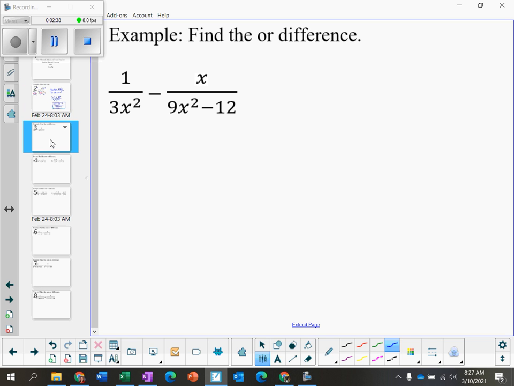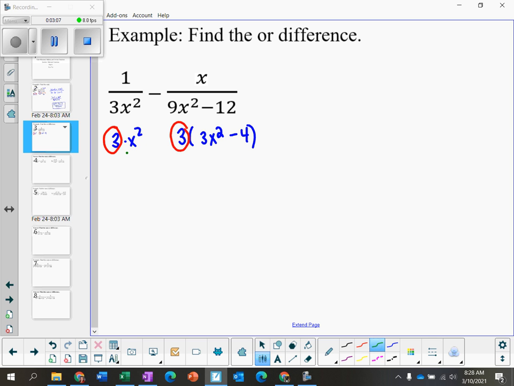All right, we'll do another one together. So again, I'm going to focus on this side first. 9x squared minus 12, there's 3 in common here. So if I take out the 3, I'm left with 3x squared minus 4. And this is just 3 times x squared. So they have the 3 in common.